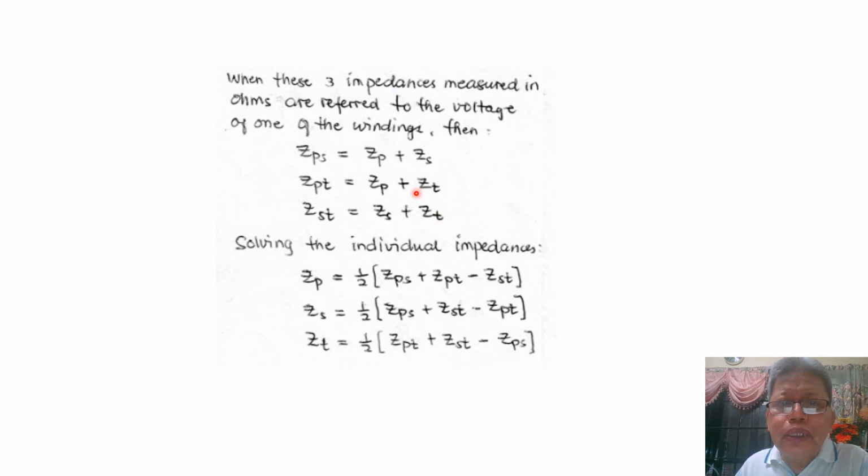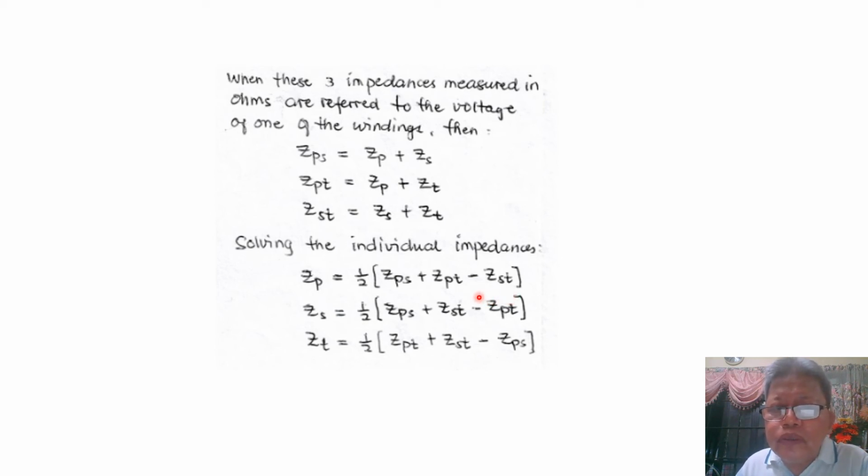So when you want to get the individual impedances for each side of the transformer, so Z sub P, when we solve this, Z sub P would just be equal to 1/2 of the sum of ZPS plus ZPT minus ZST. So as we can see, we are looking for Z sub P, and what we do is just add the impedances with P. So we have ZPS and ZPT, and then we subtract the impedance which does not have subscript P.